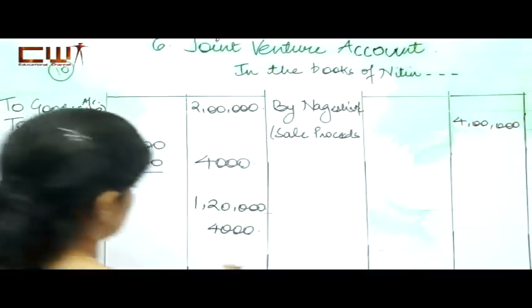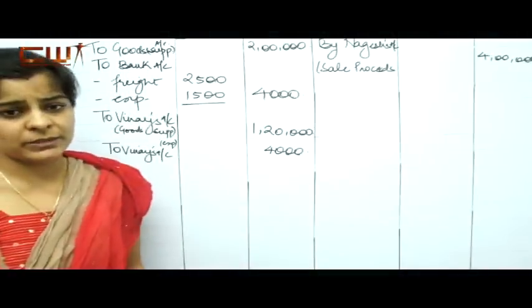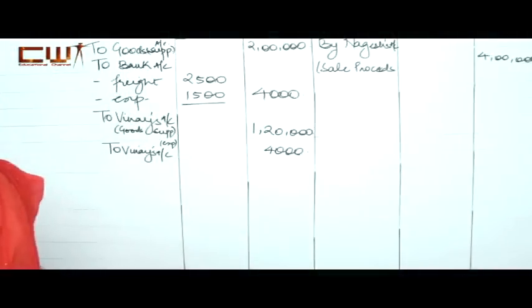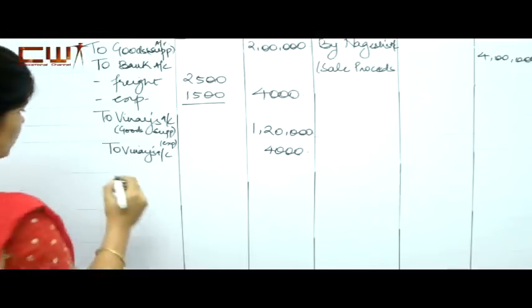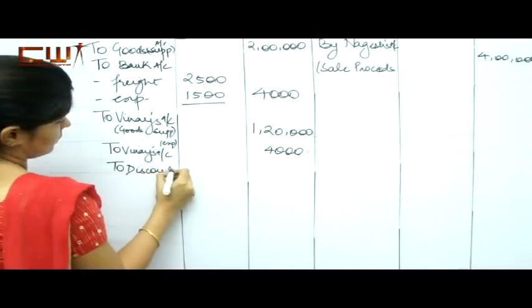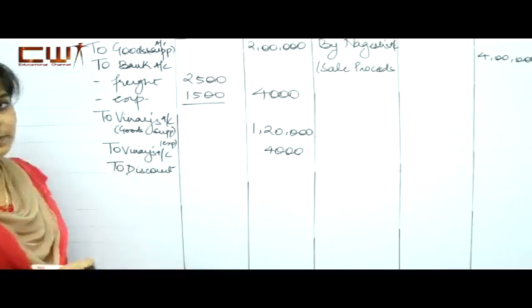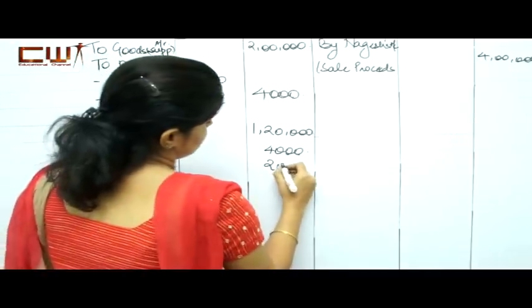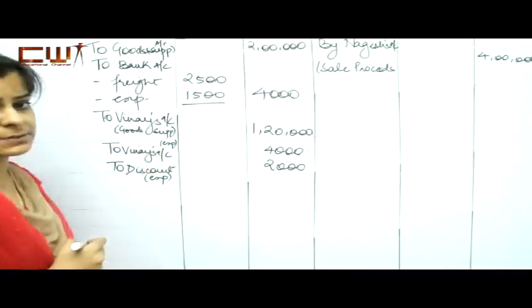Right? Now you will mention the discount and other expenses. Next, what will we mention? We will mention the discount. So 50,000 into 40,000 into 5%. So you will mention the discount on what? On bills receivable. That is treated as a joint venture expense. So you will write it as 'to discount', treated as a joint venture expense.